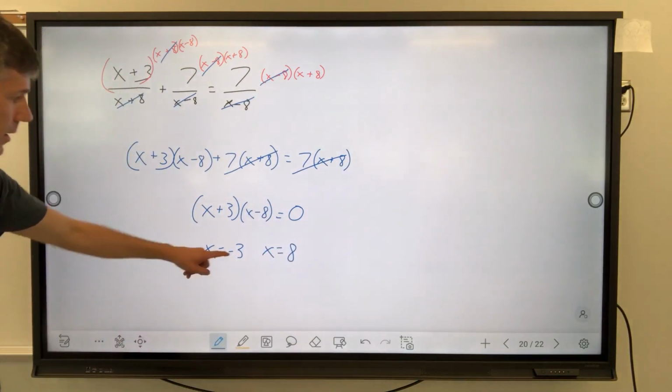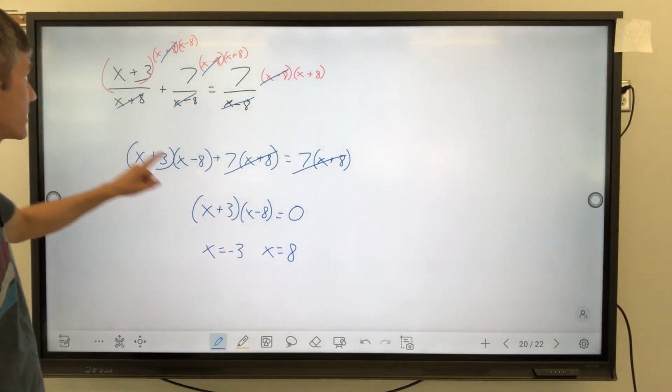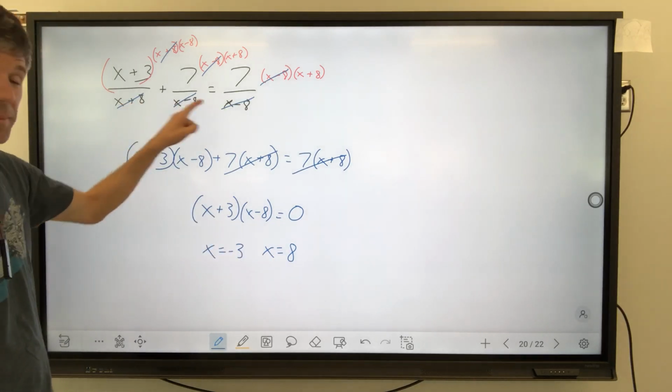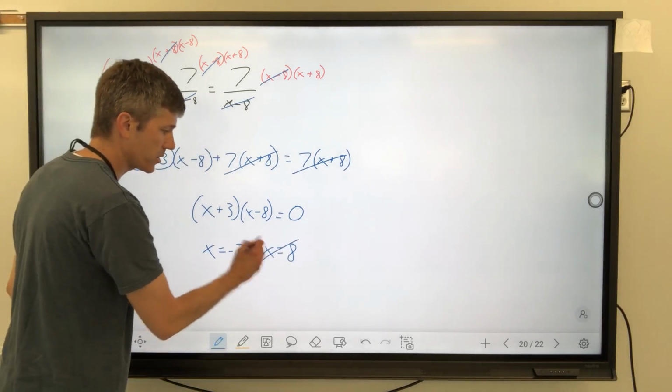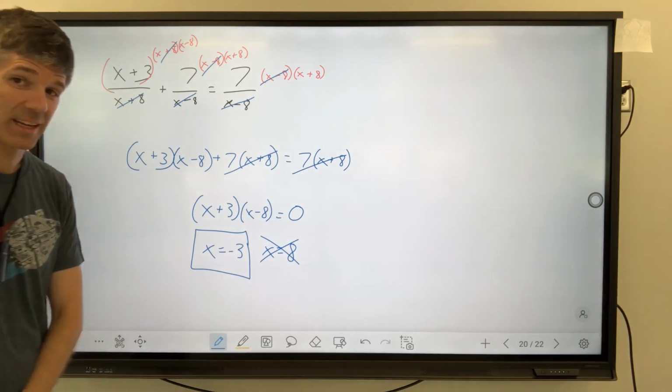Check them. Negative 3, never divide by 0. Positive 8, yeah you do. You divide by 0. And for that reason, we'll throw this one away. We will keep this one. We have 1 solution instead of 2.